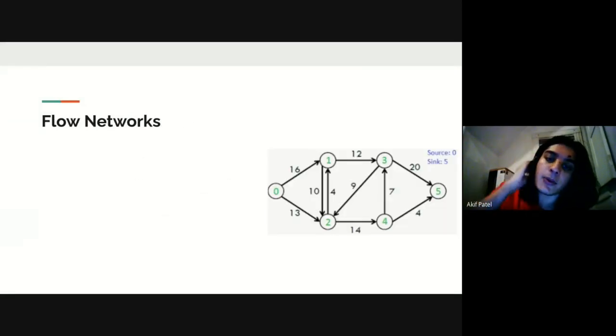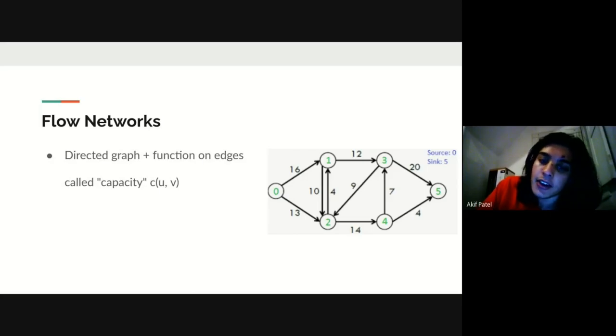To start off, I want to define what a flow network is. It's a directed graph. A directed graph is a bunch of nodes with edges between them from one to another, where the direction matters. And we have some function, some label on the edges called the capacity, given as C of U and V. So you can think of these labels on all these edges as the capacities.